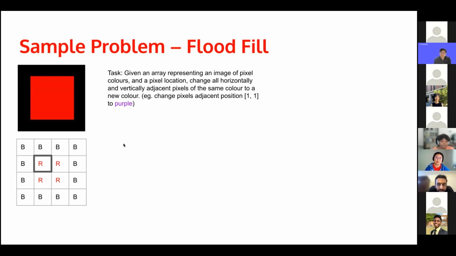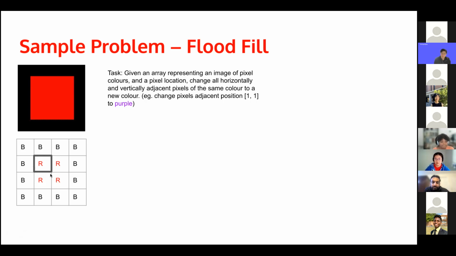So the task is that we're given an array, which represents an image where each position in the array represents a pixel. So for example, I have a picture here, which just has black and red pixels. And if this was translated to an array, I could have a 4x4 array where the outside pixels are all black and the inside pixels are all red. And there's going to be an input also that's a pixel location. So in this example, it's the one I have a square around at position 1, 1.